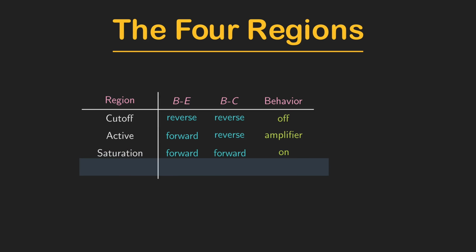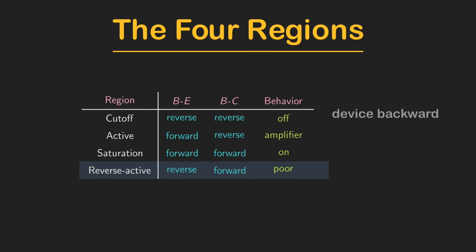The fourth region is reverse active. The base to emitter junction is reverse, and the base to collector junction is forward. This is the device run backward. And because of that lopsided doping we talked about, it performs poorly, and it is almost never used.